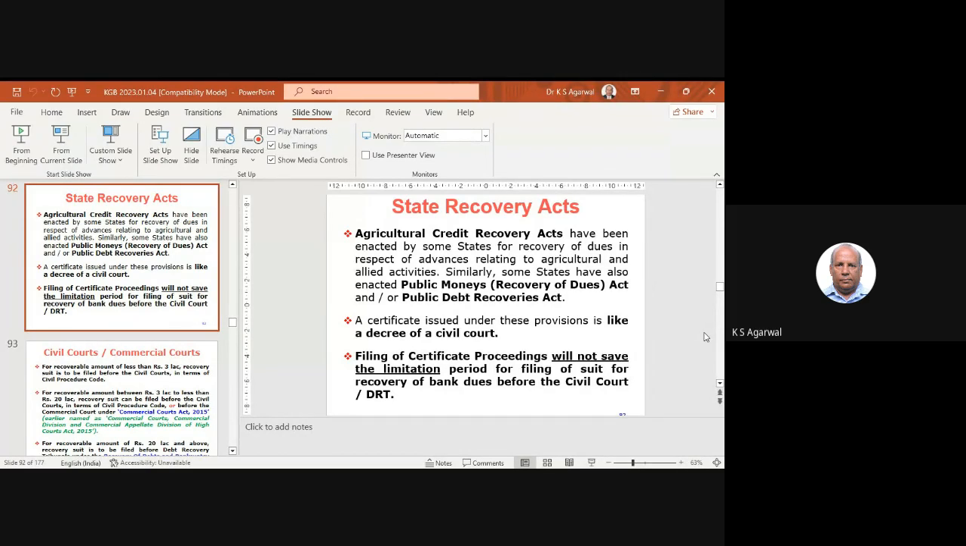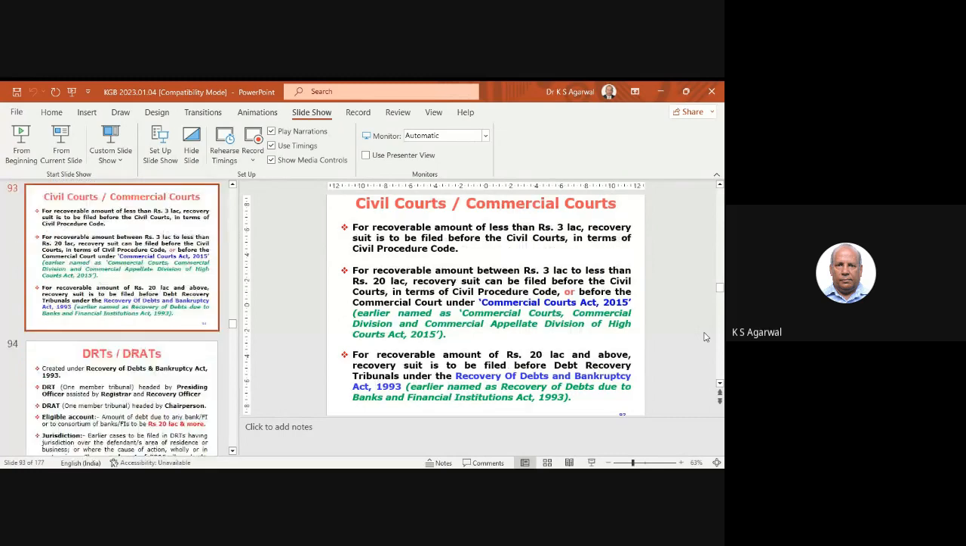Now here the important thing is the filing of certificate proceedings will not save the limitation period for filing of suit. Now suppose the manager has issued a recovery certificate, given it to the revenue authorities, and during that period our limitation gets expired, then I will not be able to file a recovery suit in court or in DRT. So this does not save limitation for purpose of filing of suit. That is important.